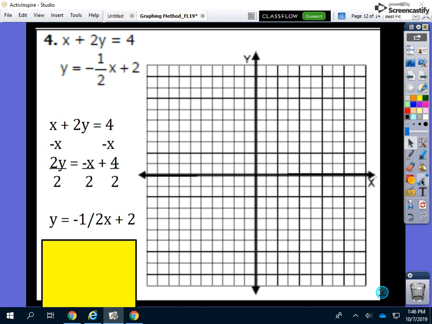Let's go ahead and plot this first equation. Your y-intercept is at +2, and your slope is -1/2. So you go down 1 to the right 2, down 1, right 2, and so on. You can also go back to your y-intercept and go up 1 and to the left 2, up 1 to the left 2, up 1 to the left 2.